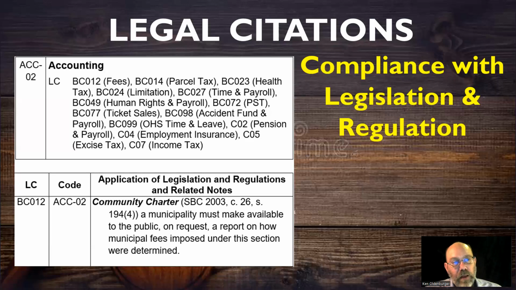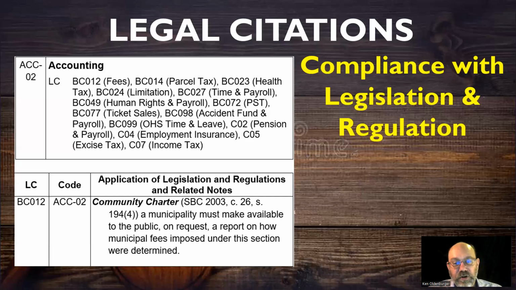You can see that under the secondary, under accounting, we've got LC, which stands for legal citations, and then a number of legal citations related to accounting. In this case, we have BC 012. We've identified the code there, ACC-02, so they link backwards. This lower part is a separate table at the end of the classification system, so it's an appendix to the classification system.